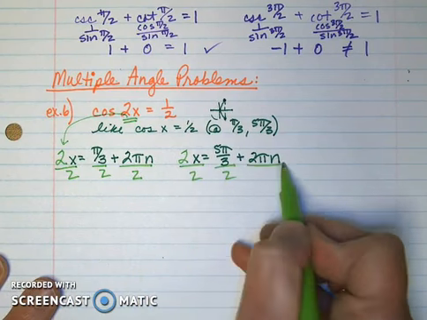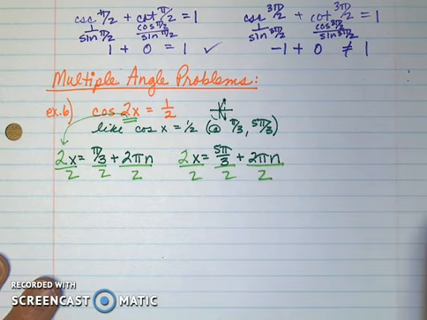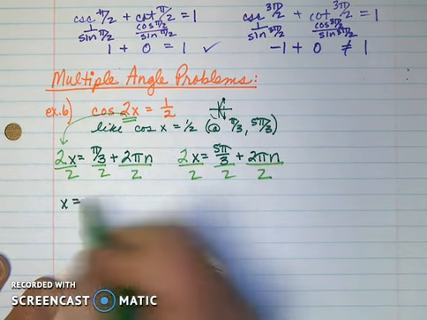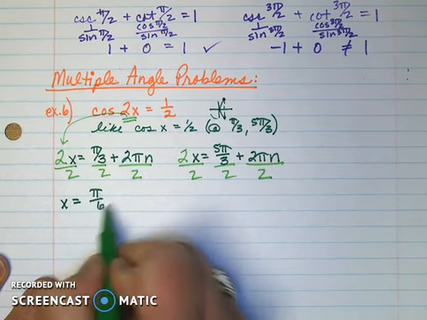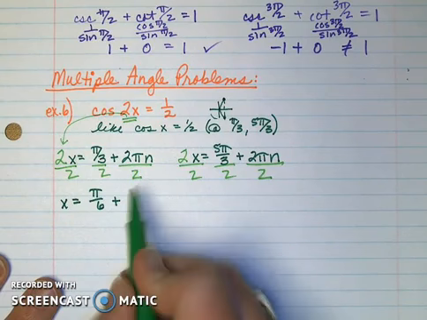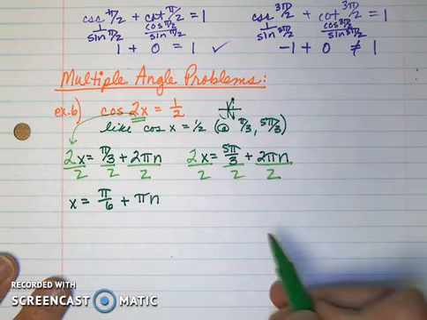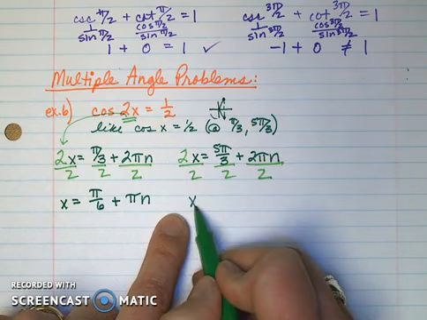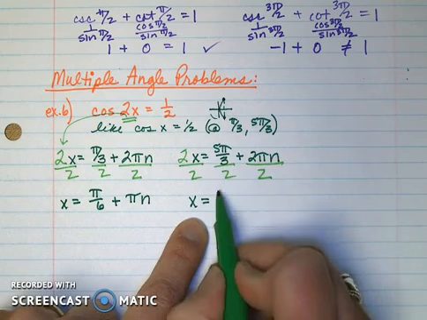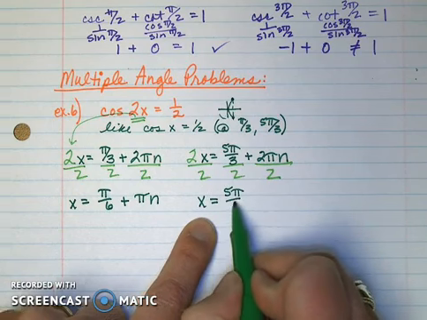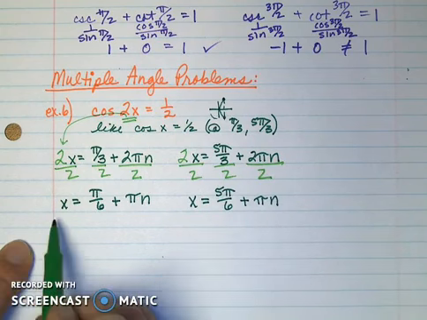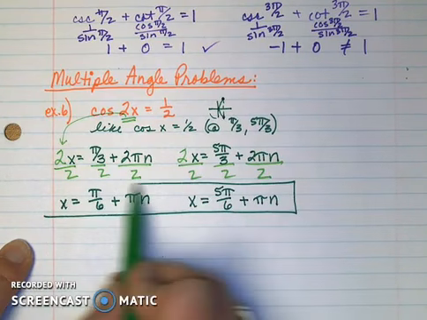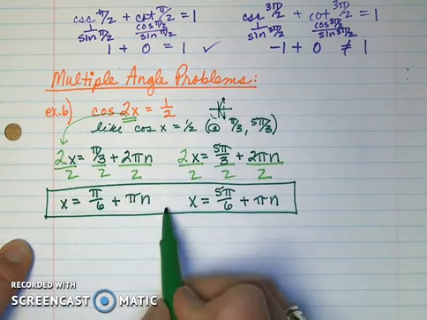Everything by 2. If that was 3x, I would divide by 3. I'm going to divide by 2 on this problem. So I now have x equals pi over 3 divided by 2 is going to give me pi over 6 plus, and now the 2's will cancel and I just have a multiple of pi. Here, the 2's cancel. I have x equals 5 pi over 3 divided by 2 gives me 5 pi over 6. 2's cancel. I have a multiple of pi. That becomes the solution to the cosine 2x equals 1/2.